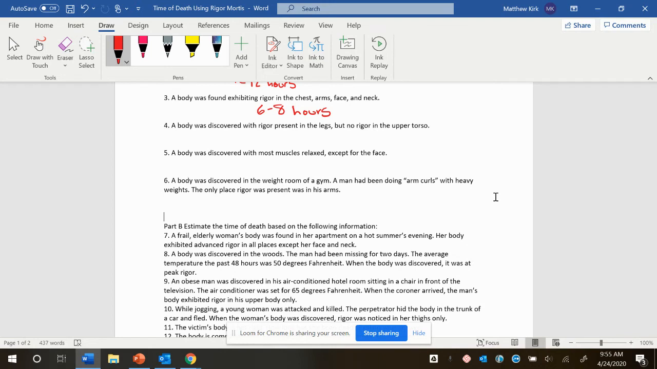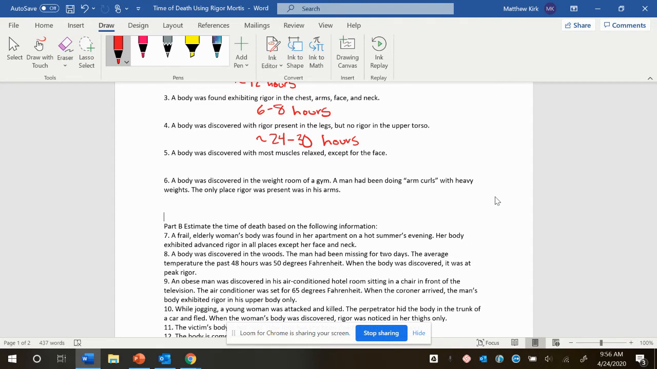We know it takes about 36 hours for all rigor to disappear. So if it's just in the legs, we're past peak rigor, we're past 15, we're on our way down. So we might say somewhere like 24 to 30 hours. Obviously way more than 15, but not quite to 36. So maybe 20 to 30.